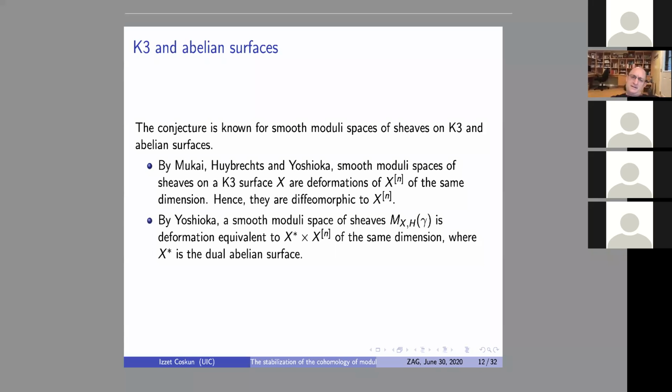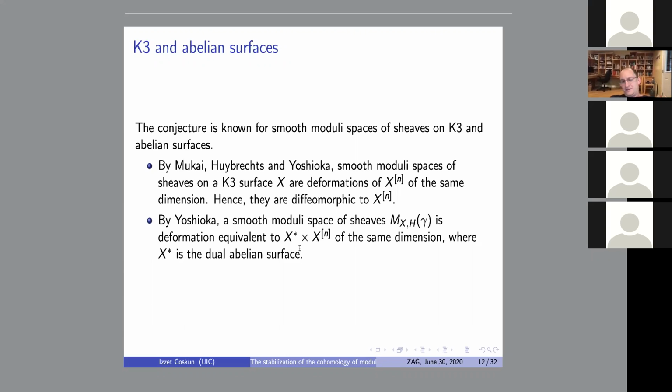And similarly, there's a similar story for abelian surfaces. There are results of Yoshioka that say that smooth moduli spaces of sheaves are essentially a Hilbert scheme of points. I mean, it's not quite, you have to modify it a little bit, but in very predictable ways. Okay, so in that case, also there is no need to take limits. The Betti numbers are the same as the rank 1 case. You can see already.